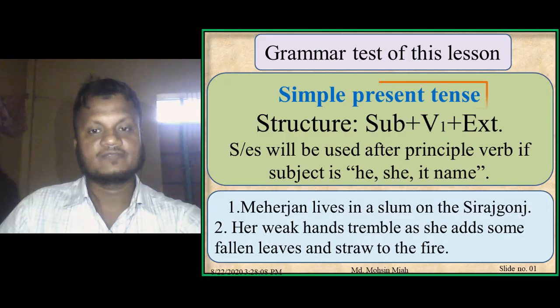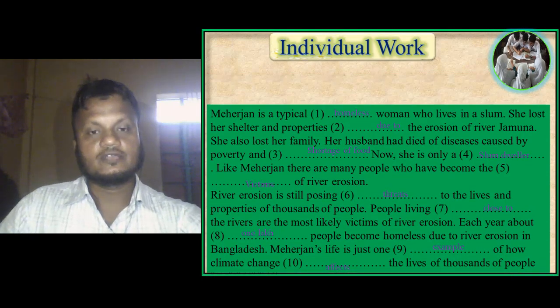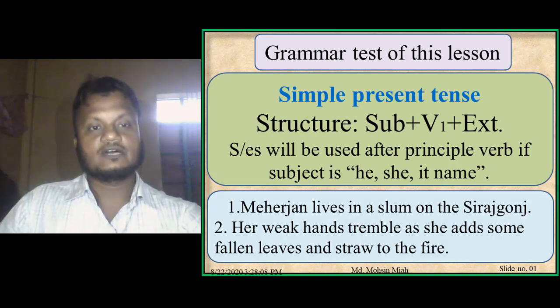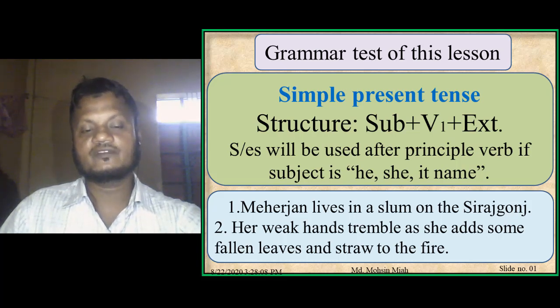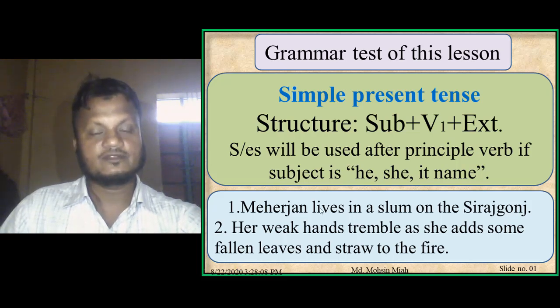Okay, dear learners, I hope you have done well. Now this is the turn of grammar test. Today, based on the passage, we will discuss present indefinite tense, that means simple present tense. You know the structure of simple present tense: subject plus base form of principal verb, then object or extension. Okay, and s or es will be used after the principal verb if the subject is he, she, it, name, that means third person singular number.